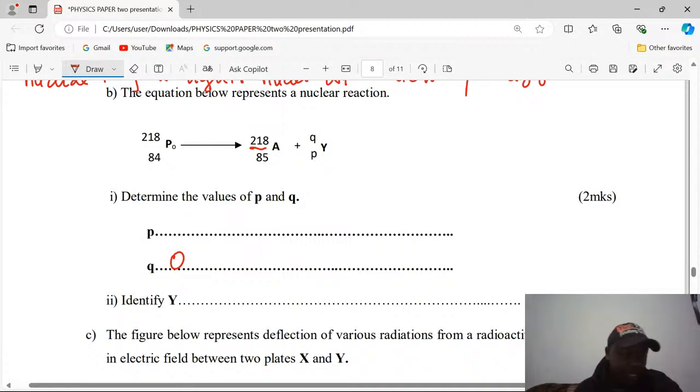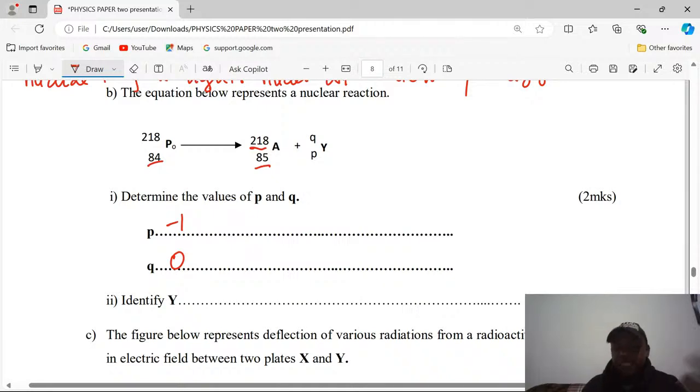We go to P, whereby there is an atomic number. If the atomic number is 84, then it means on the other side, we should also see a total of 84. This is already 85. That means the other one is a -1, so that when you add -1 and 85, we get back to our 84. That technique must be understood.